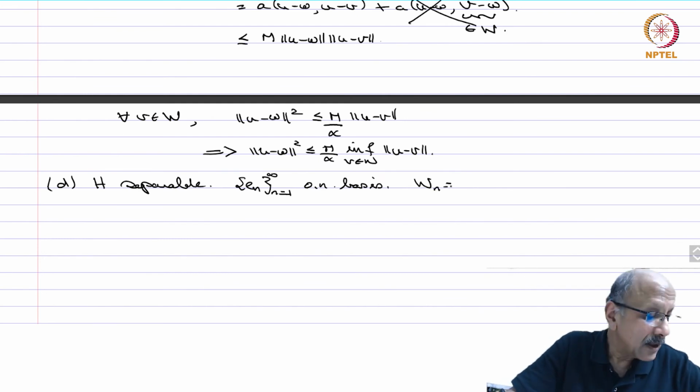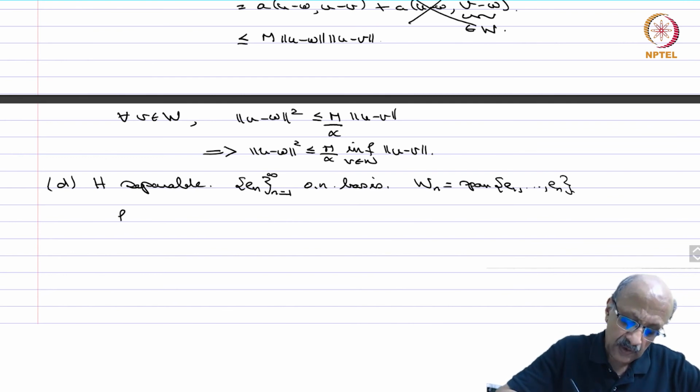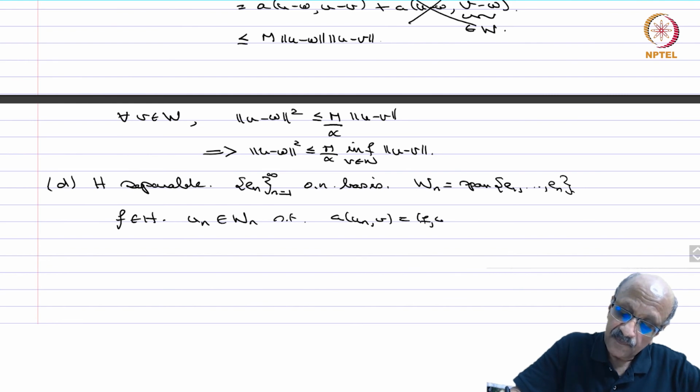Wn equals span of E1 to En for each n. So that's a finite dimensional closed subspace. So F is given in H. So Un in Wn such that A of Un, V equals F of V for every V in Wn.